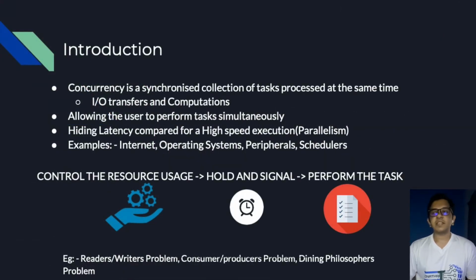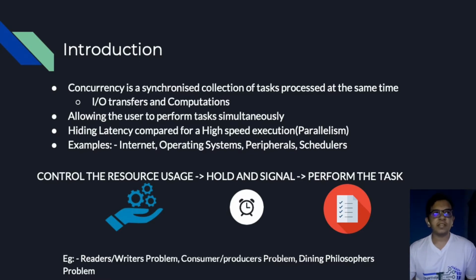concurrency is a synchronized collection of tasks processed at the same time. Which means, if you take I/O transfers and computations. In computer science, we say concurrency is simply performing several tasks at once. Mainly, it's being used for machine and peripheral use as per computer science, allowing the user to perform tasks simultaneously.